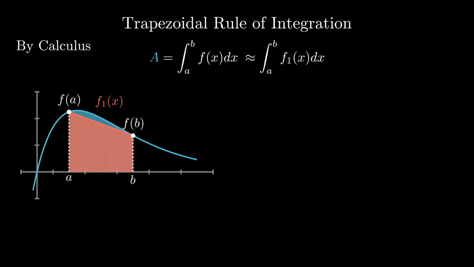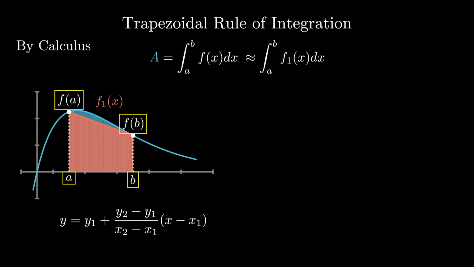Now let's evaluate the integral of f1 of x from A to B. For this, we need f1 of x, that is the equation of the line. We know 2 points the line is passing through, that are A, f of A and B, f of B. So we use the 2-point equation of the line, y minus y1 equals y2 minus y1 over x2 minus x1 times x minus x1, or y equals y1 plus y2 minus y1 over x2 minus x1 times x minus x1. x1 and y1 are A and f of A, x2 and y2 are B and f of B.